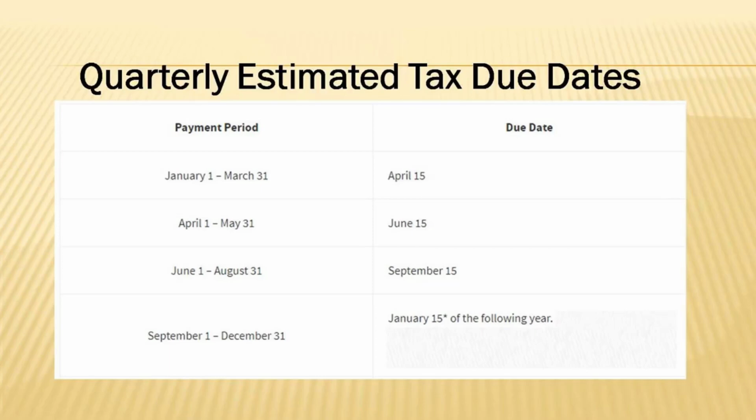Okay, so your first payment is due April 15th. That payment consists of January, February, and March. So all the income that you made in those 3 months is due April 15th. June 15th, your second quarterly tax payment is due. That particular payment only encompasses April and May. So that's only 2 months that it encompasses.